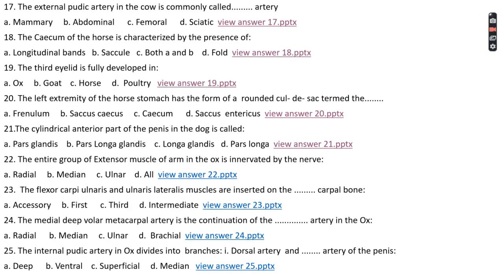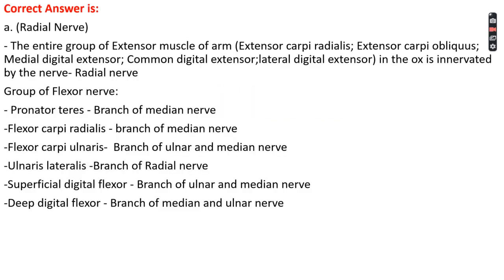Question number 22. The entire group of the extension muscles of the arm in the ox is innervated by the dash nerve. Option A, radial. Option B, median. Option C, ulnar. Option D, all. The right answer is option A, that is the radial nerve.